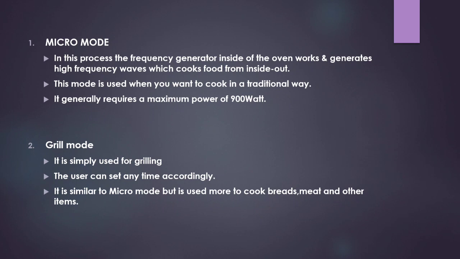Next, we will discuss grill mode. It is simply used for grilling. The user can set any time accordingly. It is similar to micro mode, but it is used more to cook breads, meat, and other items.